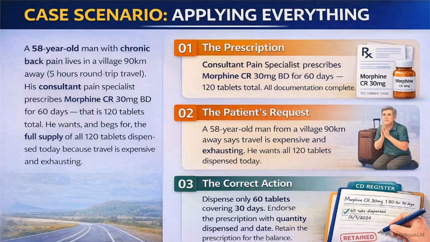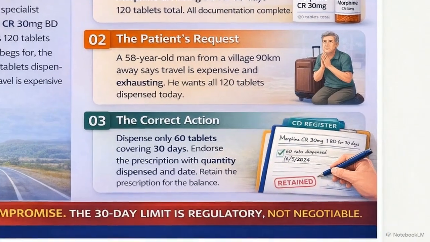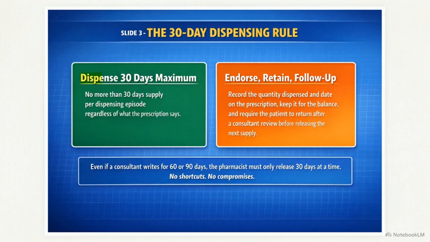This case scenario illustrates a common pressure test. A patient who lives 5 hours away presents a perfectly valid prescription for 120 morphine tablets, a 60-day supply. To avoid the exhaustive travel, they ask you to dispense all 120 tablets today. You must split the dispense. You hand over exactly 60 tablets to cover 30 days. You then endorse the prescription with the quantity dispensed and the date, and you retain the paperwork for the remaining balance.